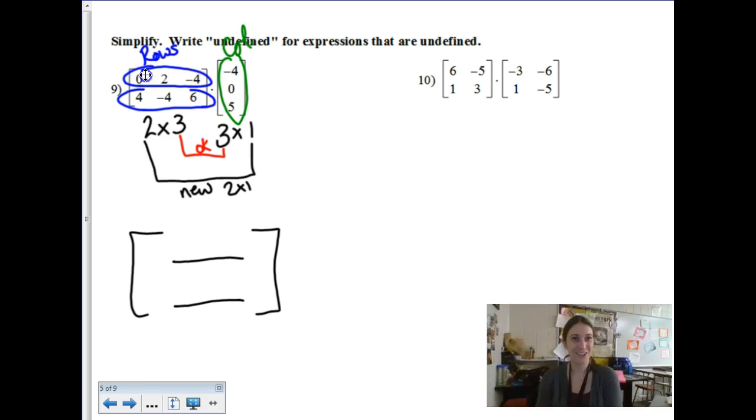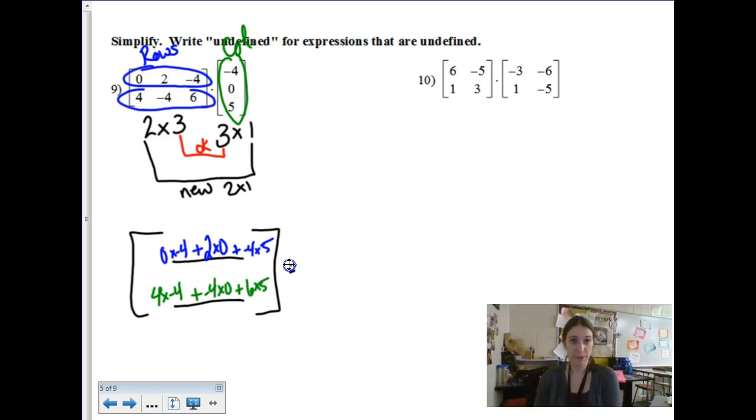I don't know. Okay, 0, let's just write that out that way. 0 times -4, and then plus 2 times 0, plus -4 times 5. We'll simplify that in a second. Alright, and then the second row times that column would be, let's see, 4 times -4, plus -4 times 0. You won't have to write all this out every time, I promise. And then 6 times 5, plus 6 times 5.